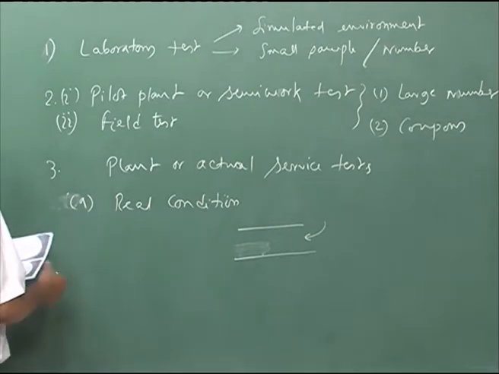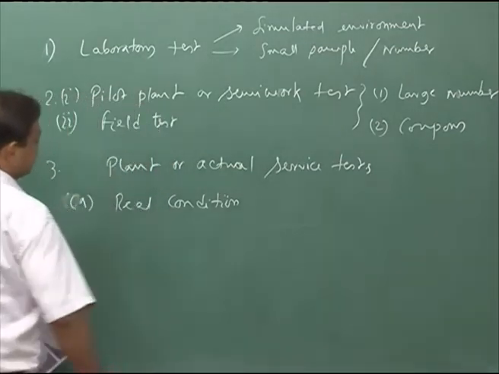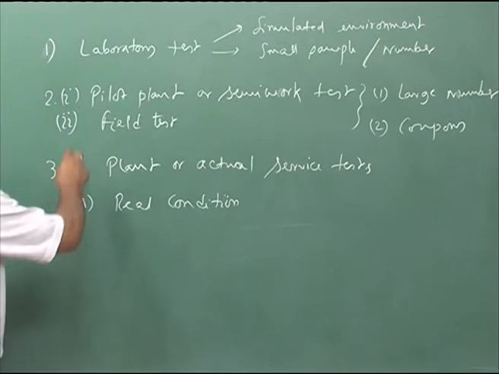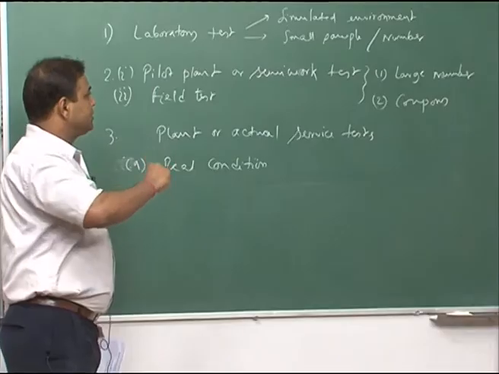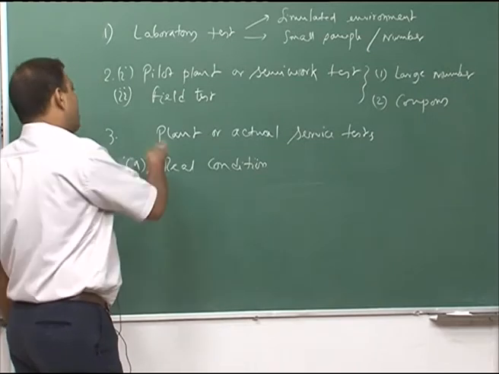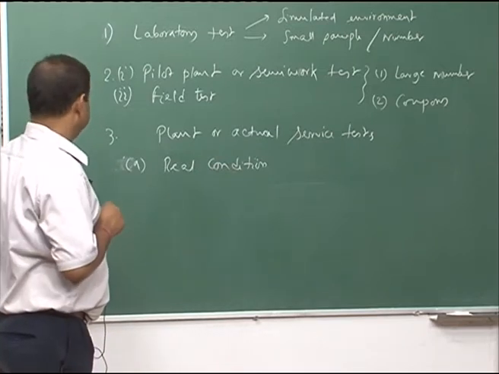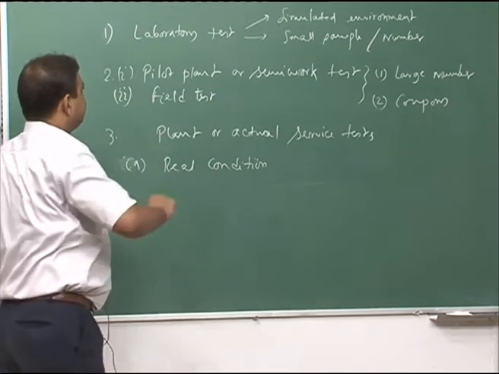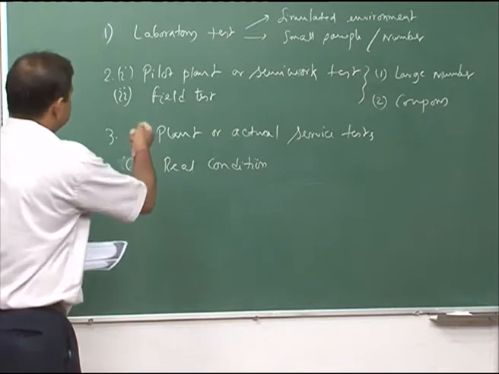Then, before coming to the plant test, we need to perform these two tests: the laboratory test and the pilot plant test. If we have a large number of options, then these two tests will narrow down those options, and we are finally left with very few options. Out of those options, the plant test will decide which material would perform better in that service condition. So, these are the different test methods.